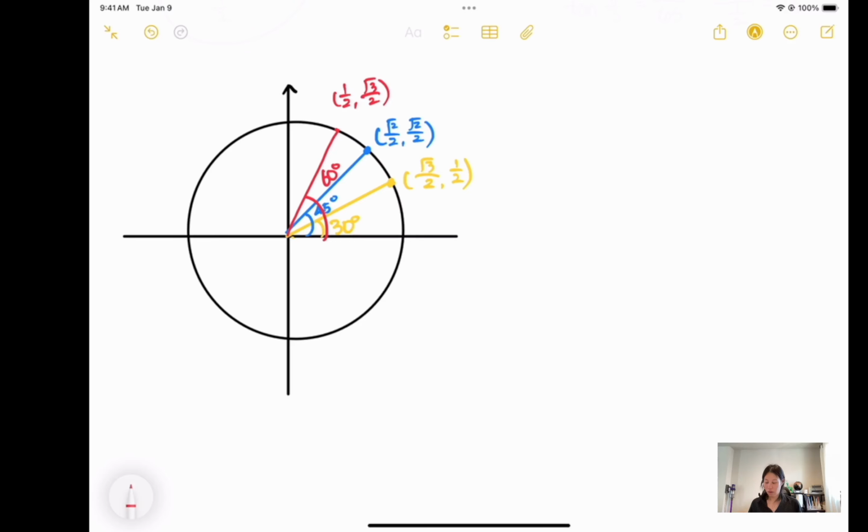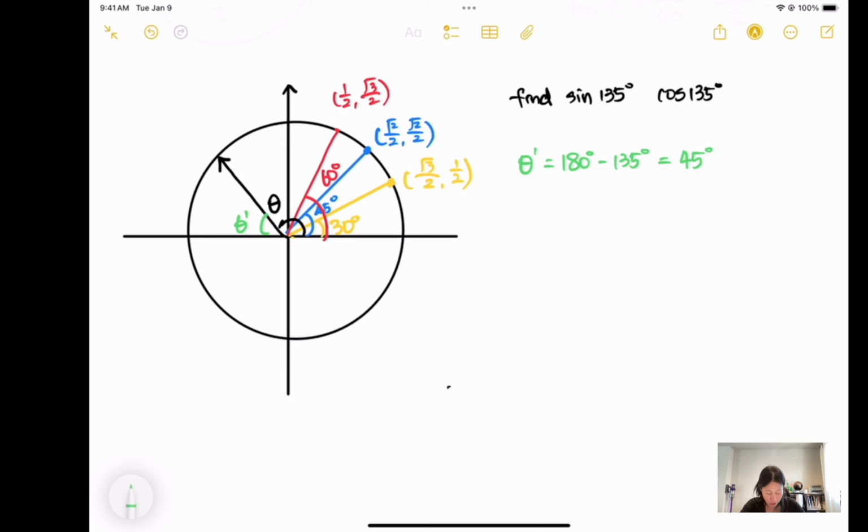So where's the reference angle? The reference angle should be between the terminal side and the horizontal axis, which is this one. This is our theta prime. So theta prime is equal to 180 degrees minus 135 degrees, which is equal to 45 degrees. So our reference angle is 45 degrees.